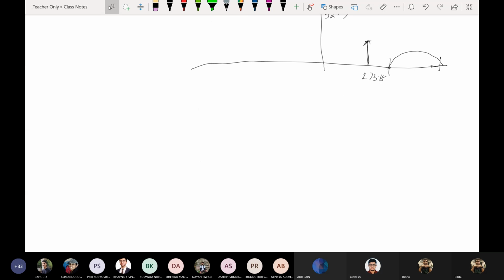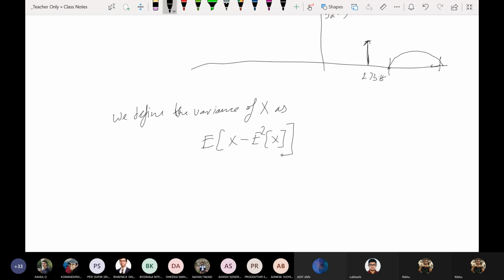So now we define the variance of x as expectation of x minus expectation of x. Fine.